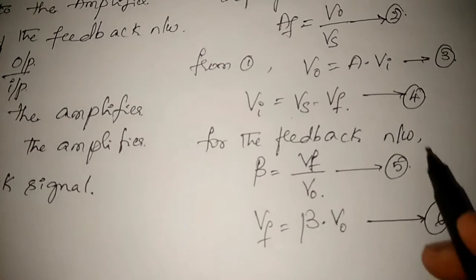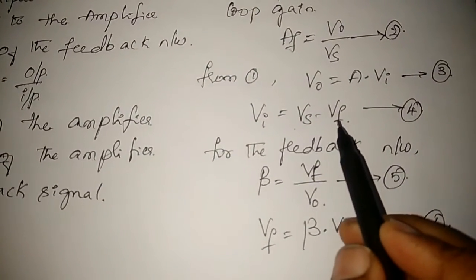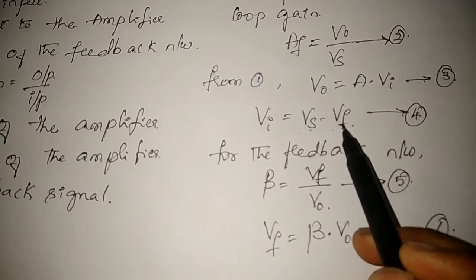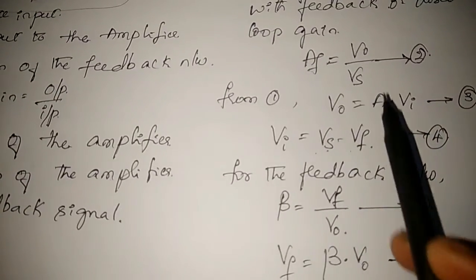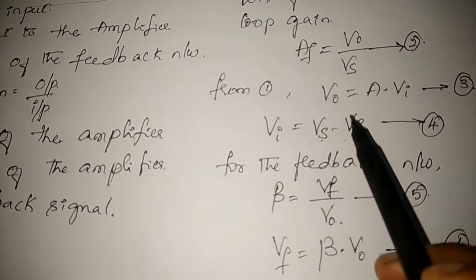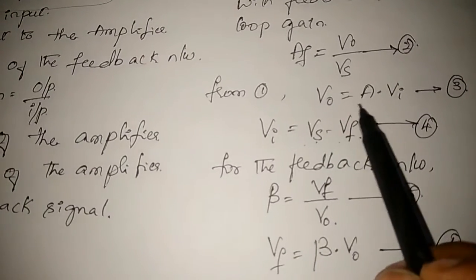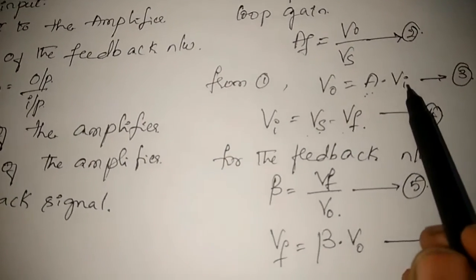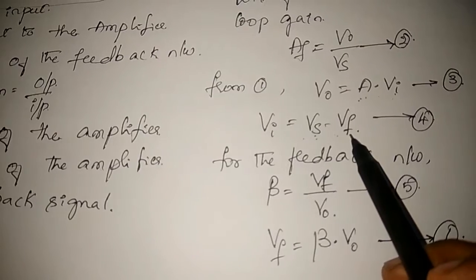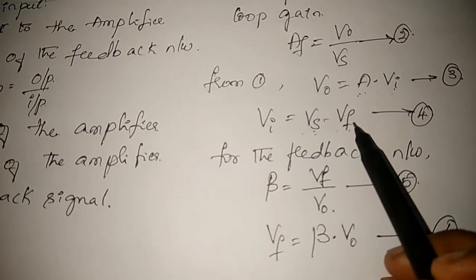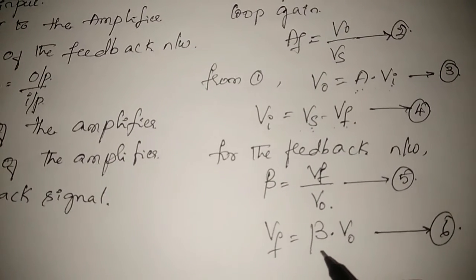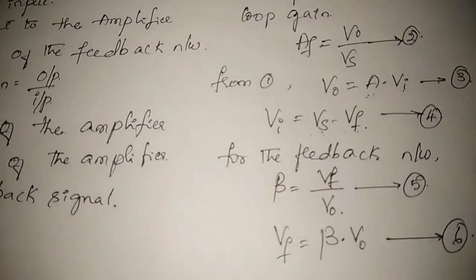Now, substituting in equation 4, I have Vi is equal to Vs minus Vf. So what is the overall gain of the amplifier? We can write V naught is equal to A into Vi. Now you substitute Vi is equal to Vs minus Vf. And what can you write for Vf? It is beta into V naught. That is the substitution part.